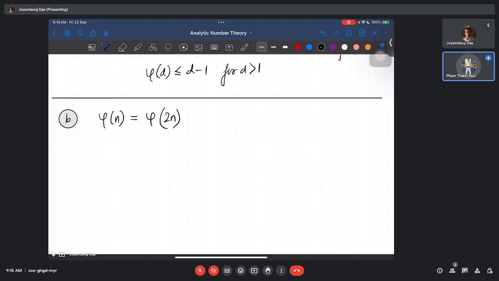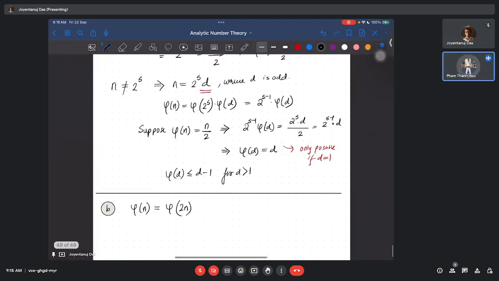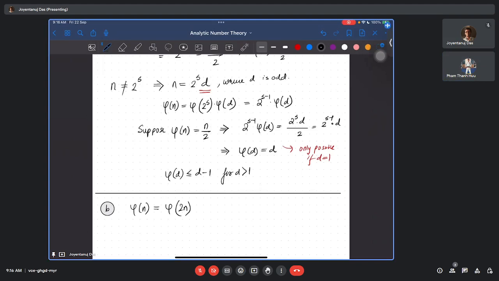Phi 2n equal to phi 2 multiplied with phi n. Phi 2 equal to what? No, that we cannot say, right? Because n can have some multiple of 2. Previously we could say phi 2n equals phi 2 multiplied with phi n, but that we cannot say here, because n can be even, right? So that we cannot say.